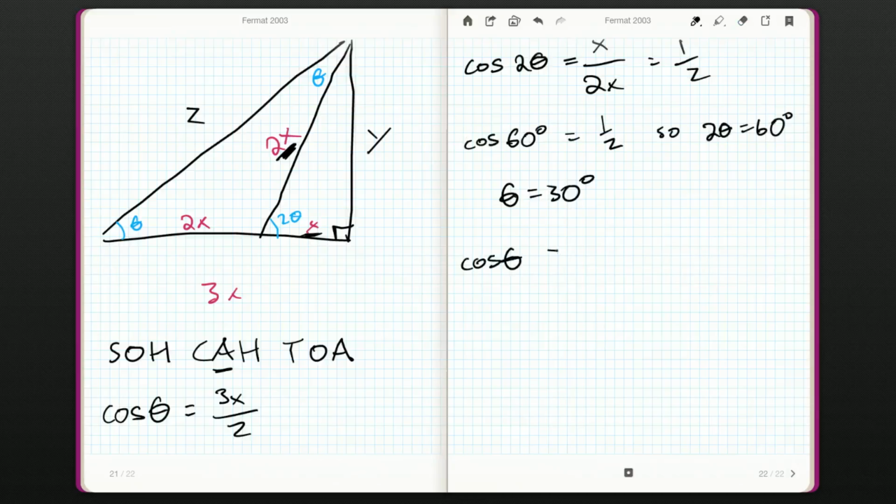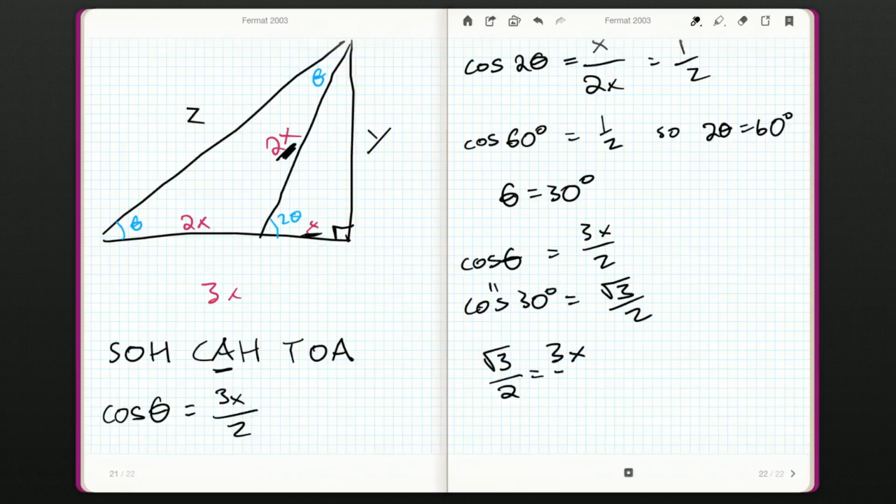So I know that cos theta is 3x over z, but that's the same as cos 30 degrees. And cosine of 30 degrees is root 3 over 2. So root 3 over 2 is the same as 3x over z. Now if we do a little cross multiplication, we'll get root 3 z, the same as 6x. Z is 6x over root 3. So that should be 2 root 3 x. So that also would have worked, but it still relied on this fact.